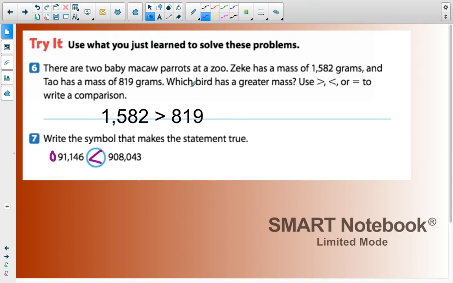All right, guys. There is a quick check after this. I think comparing numbers is pretty simple. You just have to start with the biggest place value and work your way across. Sometimes they do like to trick you, though, at the end.